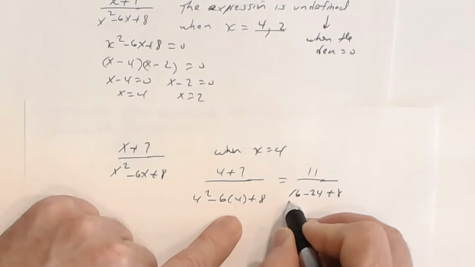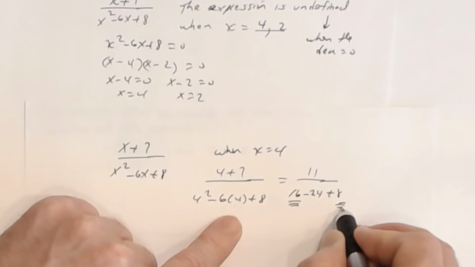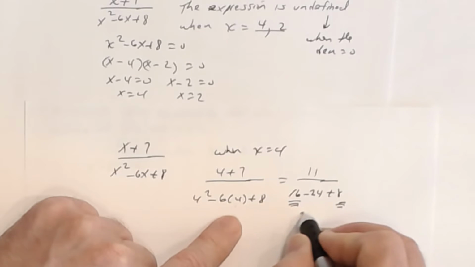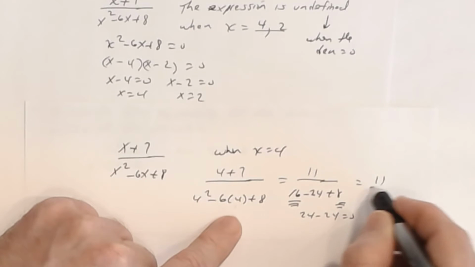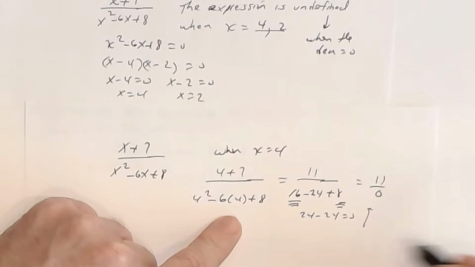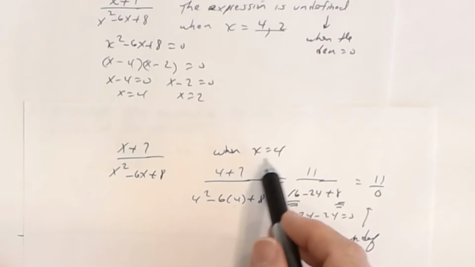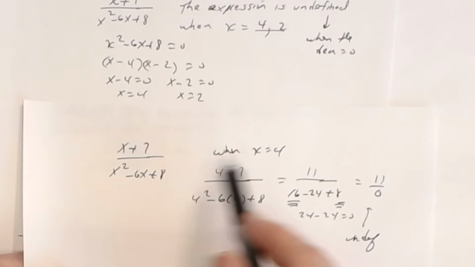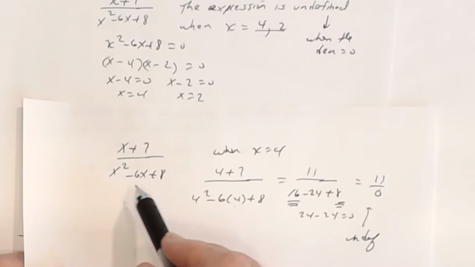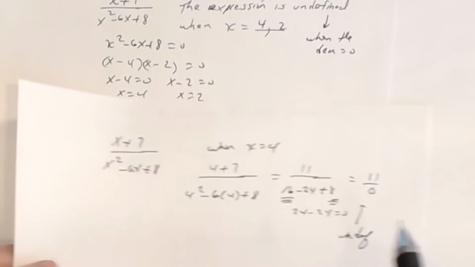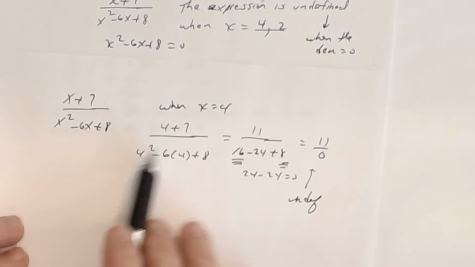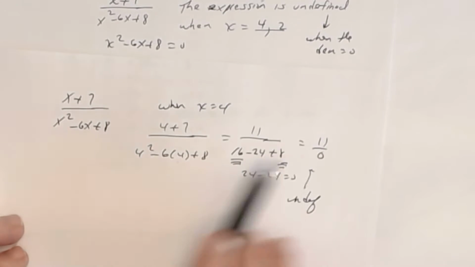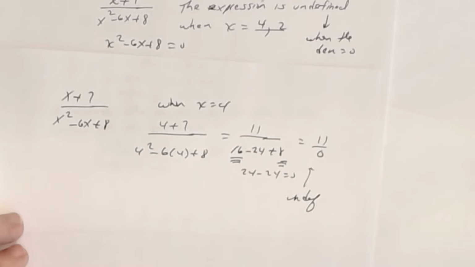And I want you to see this. 16 plus 8 is 24. 24 minus 24 is 0. So what I have here is 11 divided by 0, which is undefined. And so that's why 4 makes this rational expression undefined, because it makes my denominator 0. And the same thing is true for 2. If you were to do the same thing for 2, you do all this work, you can get 0 in the denominator. And so that's all you do.